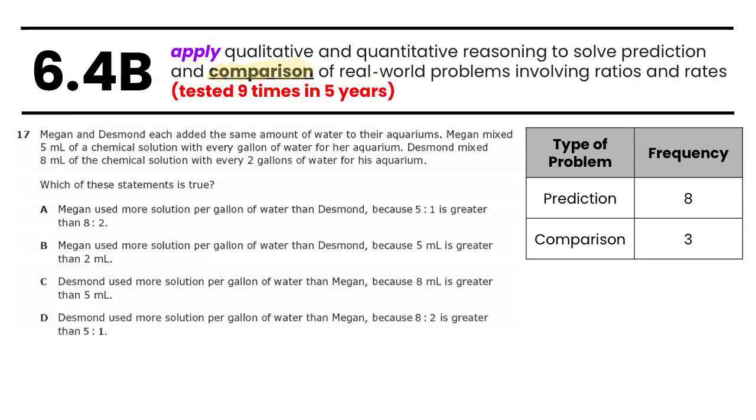So this will just be the comparison of two rates to see who has more or who did it faster, or something along those lines in a real-world context. As we look at this question, notice several things.